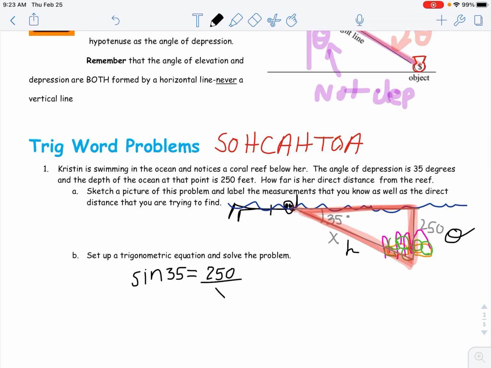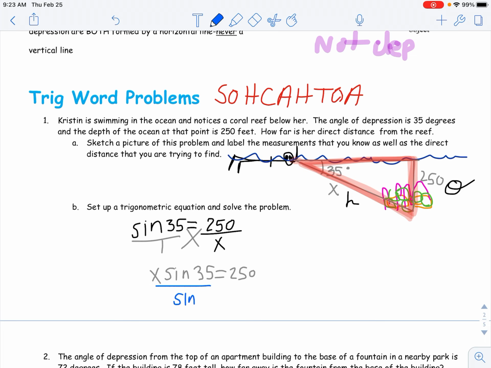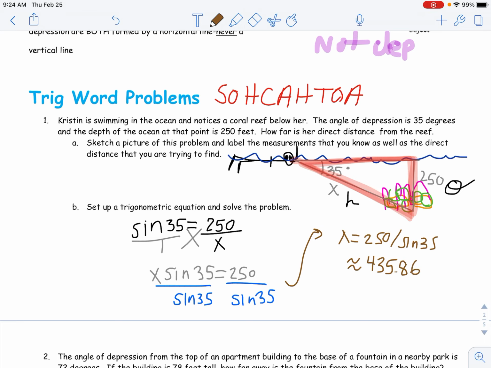So that's the trig function, opposite over hypotenuse. So it's going to be 250 over x. Then cross multiply. x sine 35 equals 250. And I have to divide both sides by sine 35. So x equals 250 divided by sine 35. And that's going to be about 435.7.